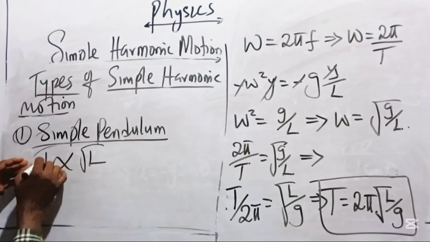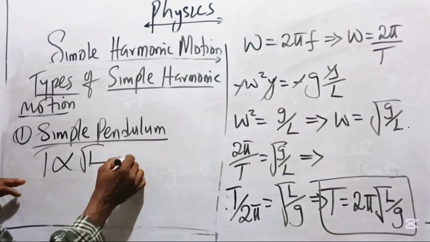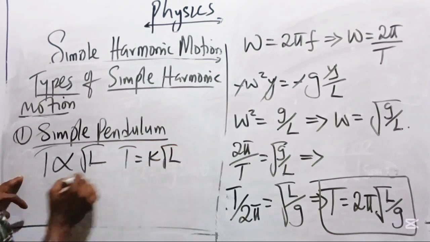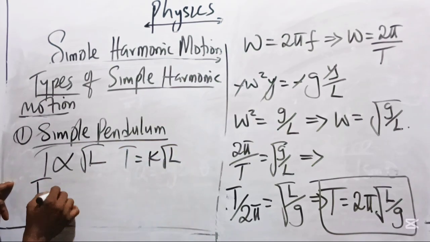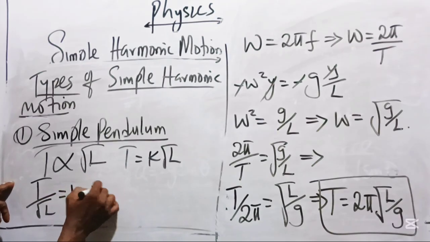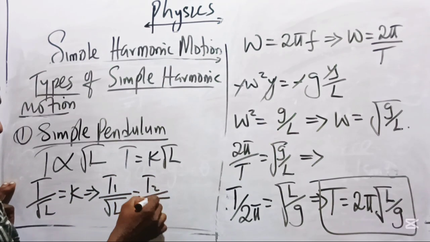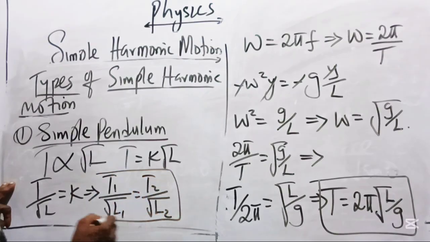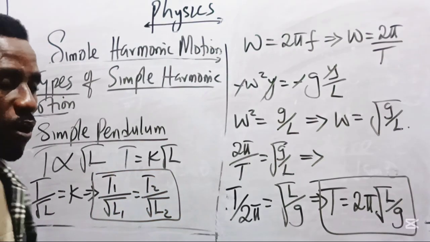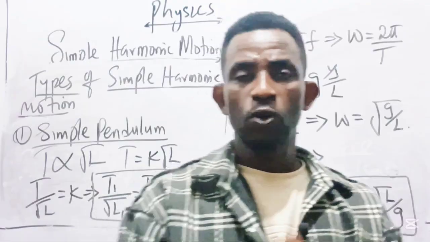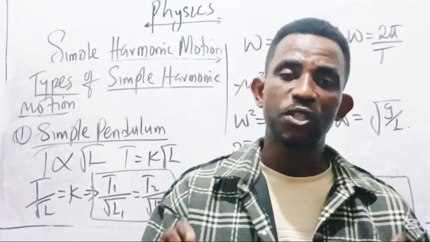So T is directly proportional to the square root of L. Therefore, T is equal to k root L, and T over root L is equal to a constant k, which implies that T1 over root L1 is equal to T2 over root L2. This relation is very important in simple harmonic motion. So let's look at the next stage, which is the oscillating loaded spiral spring.